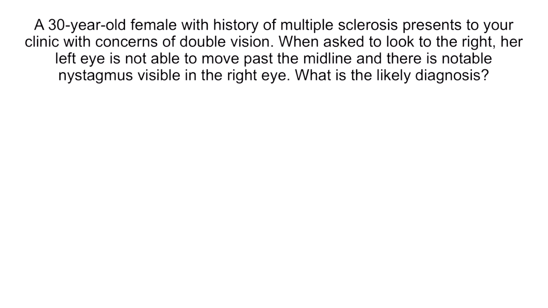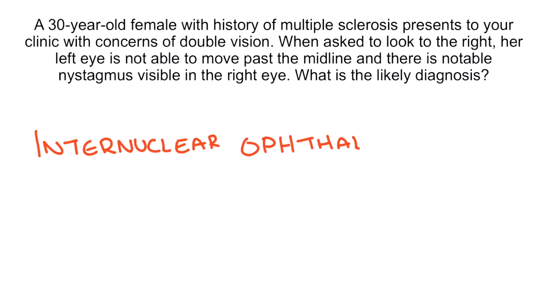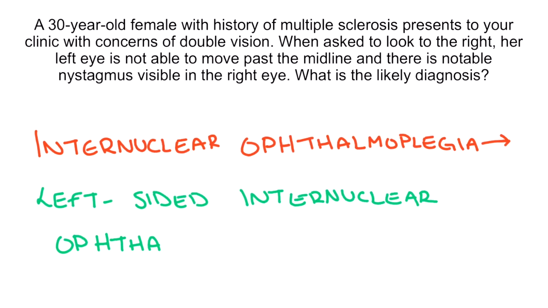A 30-year-old female with a history of multiple sclerosis presents to your clinic with concerns of double vision. When asked to look to the right, her left eye is not able to move past the midline, and there is notable nystagmus visible in the right eye. What is the likely diagnosis? This is a classic description of internuclear ophthalmoplegia, or INO. In this case, it's left-sided INO.